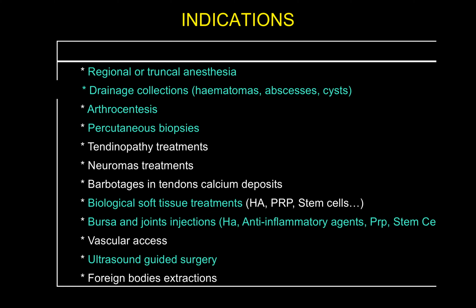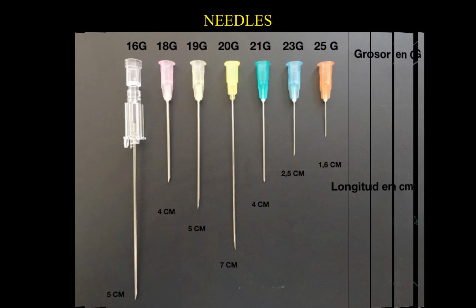Indications for interventionism are many, in the last years always more: anesthesia, regional or truncal, drainage of collections, arthrocentesis, biopsies, treatments of tendinopathies, neuromas, barbotages in tendon deposits, soft tissue treatment like injection of hyaluronic acid, pulse and joint injections, vascular access, ultrasound-guided surgery, and also extraction of foreign bodies.